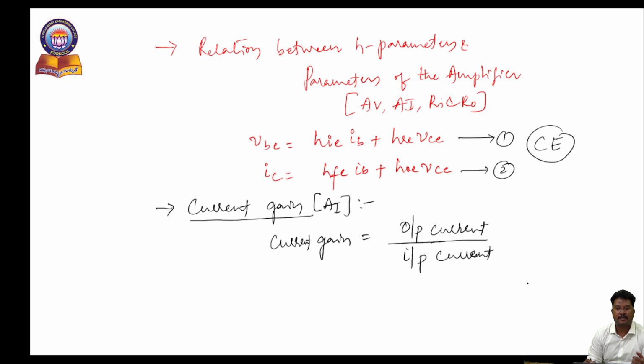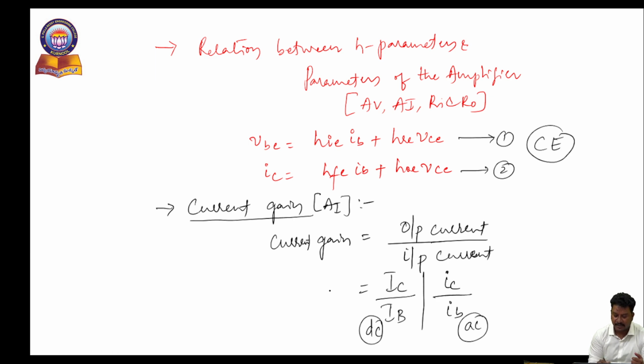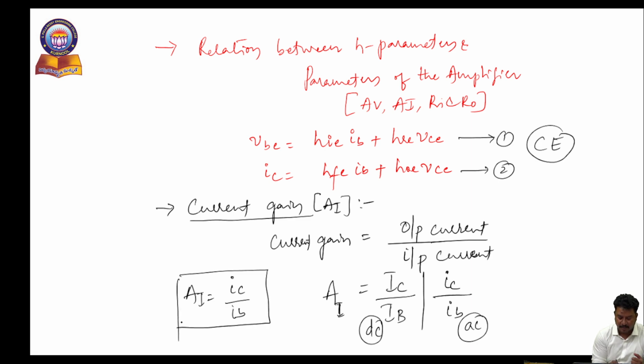In the common emitter configuration, the output current is IC and the input current is IB, or with respect to the AC equivalent model, the output current is IC and the input current is Ib. The capital letters explain the DC values and the small letters explain the AC values. Gain is defined as A, and since we are using the current gain, I represent the suffix with a capital letter, AI. So finally AI is equal to IC by Ib. This is the general formula of current gain: the ratio of output current by input current.